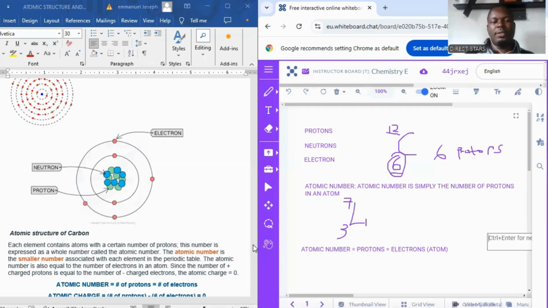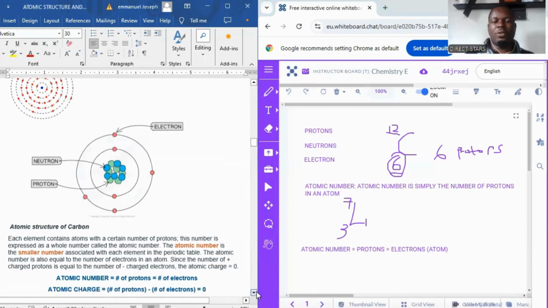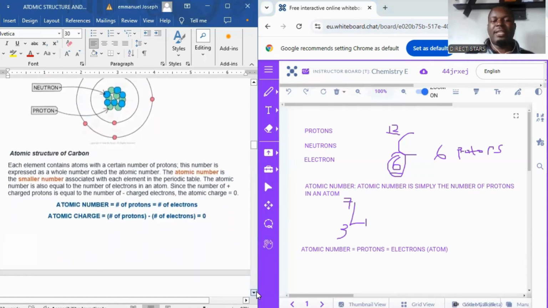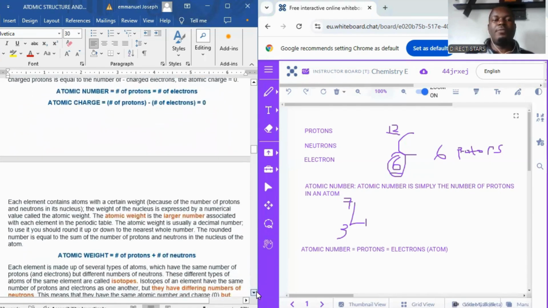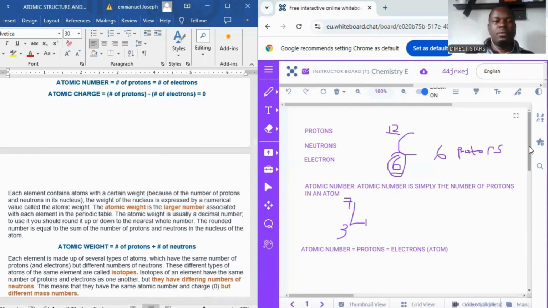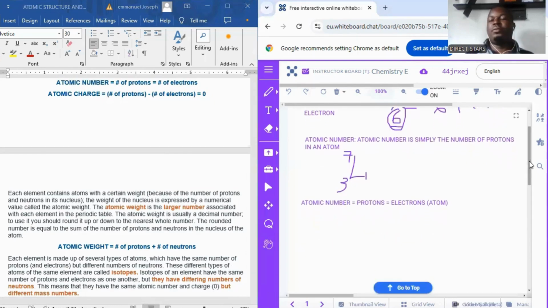Okay, so another thing we have here is the mass number, or the atomic mass. It is used interchangeably. So whenever you have the atomic weight or mass number, it is basically the sum. Atomic mass is basically the what? The sum of the number of protons and neutrons in an atom.